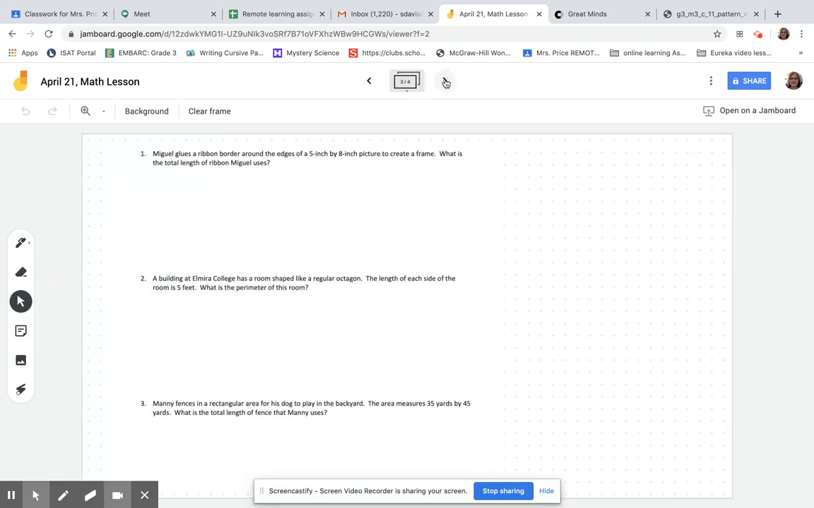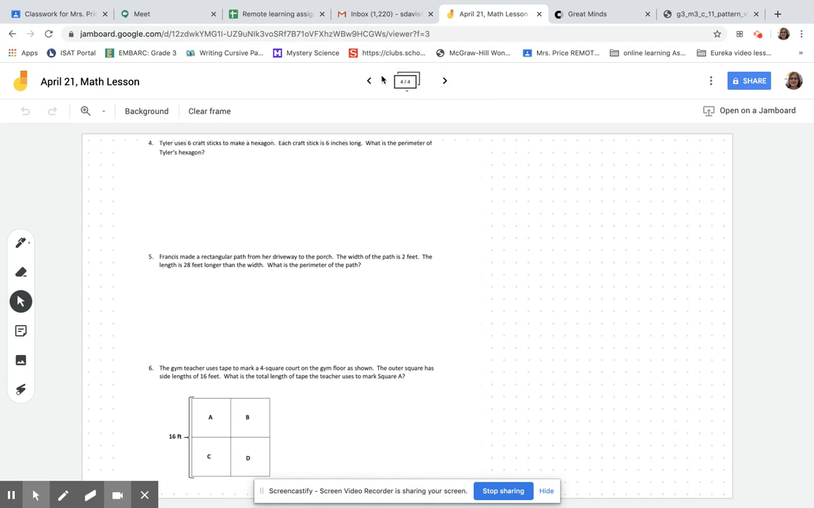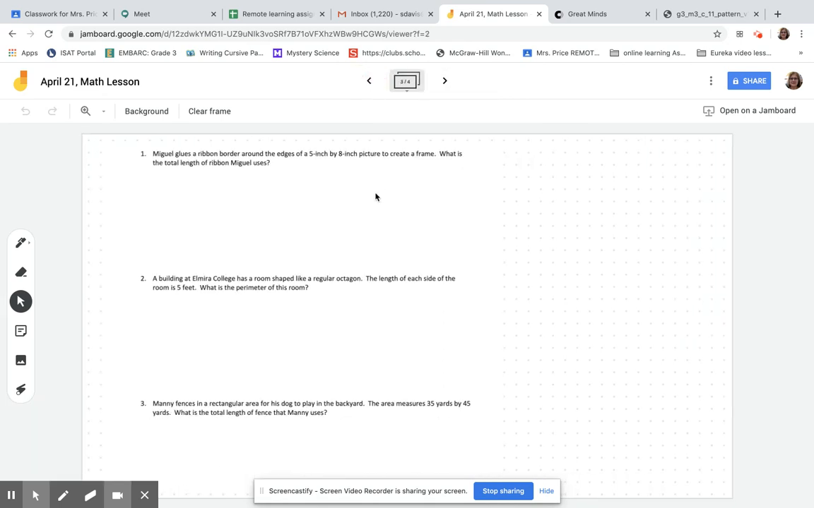So this is the actual page that you're going to have. There's going to be 2 of them. I think there's just going to be 6 questions like there was yesterday. It gives you 2 of the side lengths. That was the problem yesterday. You were just adding up 2 side lengths. You weren't adding up 4. So what you really need to do with this is draw the shape that it tells you.